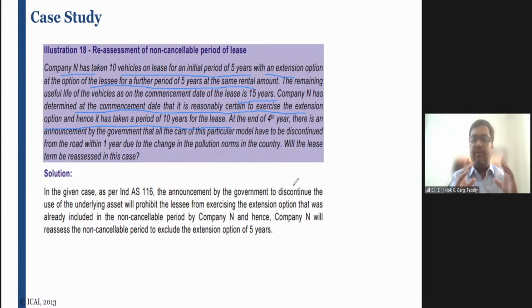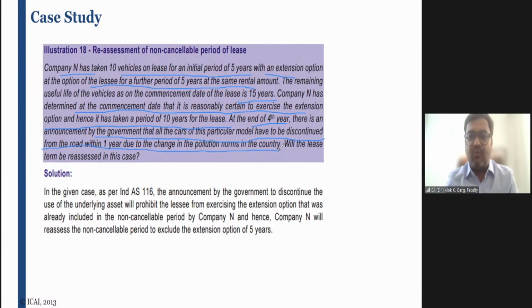Right, friends? So initially the lessee was reasonably certain that yes, this is my 5-year lease term and for the next 10 years also I will avail the renewal option. But what happened at the end of the 4th year, there is an announcement by the government that all the cars of this particular model have to be discontinued from the road within 1 year due to the change in the pollution norms in the country.